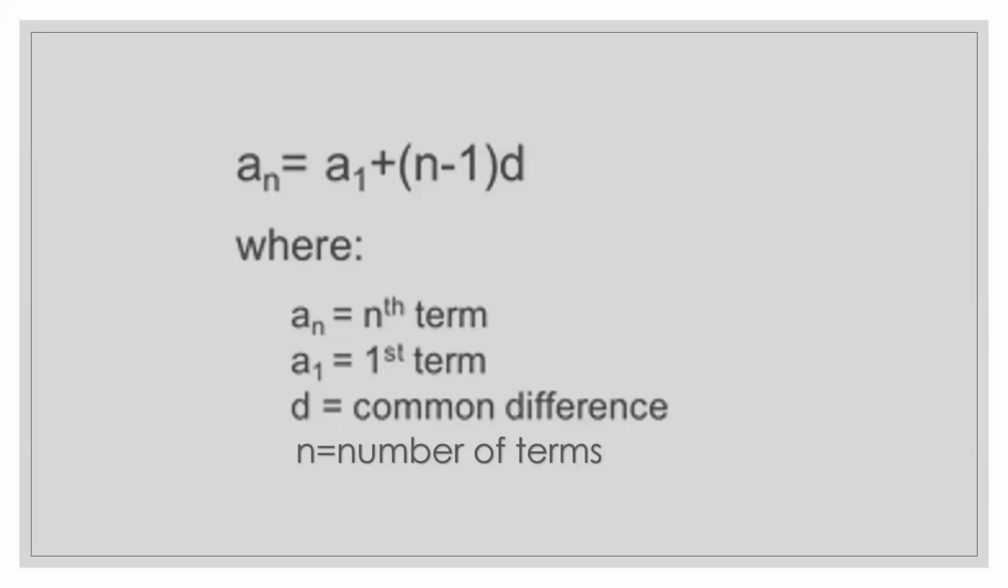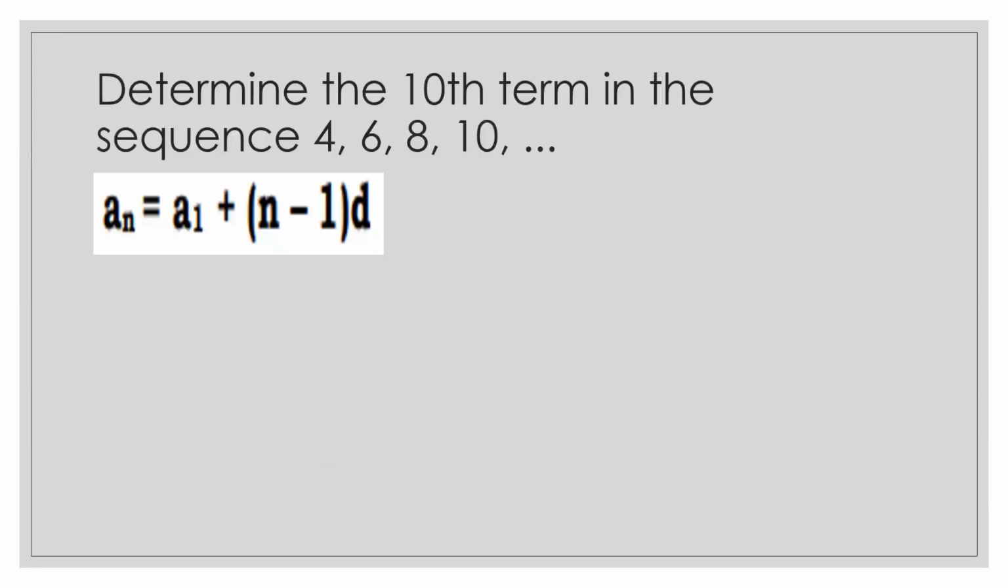Okay po. Kaya n term, hindi natin specify kung anong term yung hinahanap natin. Basta siya yung hinahanap natin or dulong term. a sub 1 is the first term. And d is our common difference. And n is pang-ilang term yung kailangan natin. Para mas maliwanagan tayo kung anong gagawin natin, let's have this one.